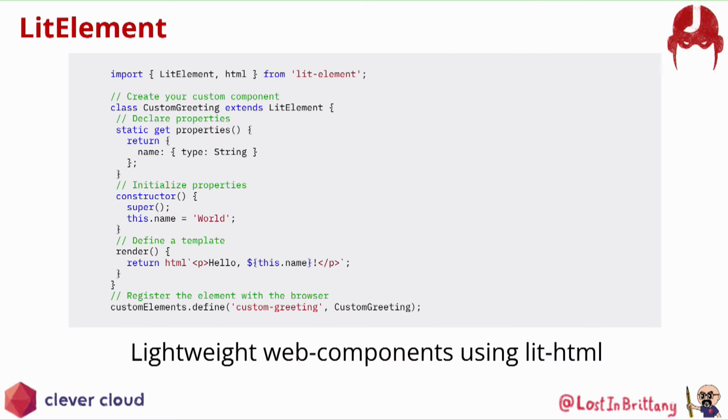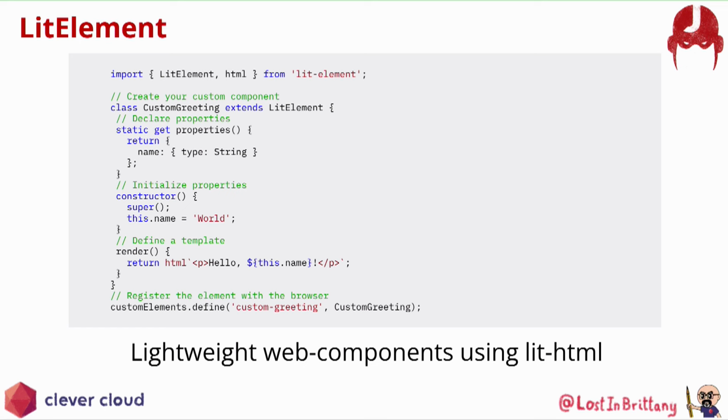So I am importing LitElement and a helper html function. I am declaring an element that extends LitElement. I am defining the properties of the element. I have a constructor where I initialize the properties. So my element is going to expose the property name, the attribute name. And at initialization, the default is going to be world. And then I define the render.